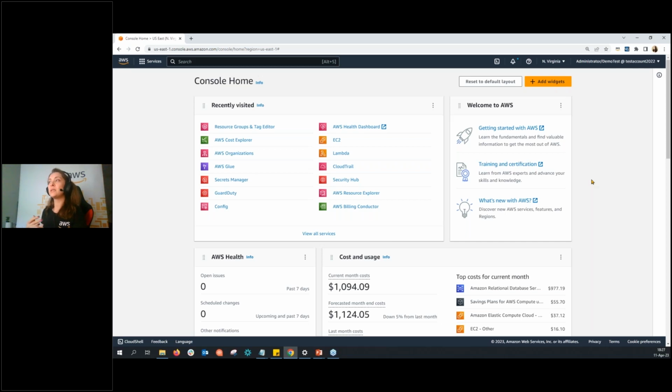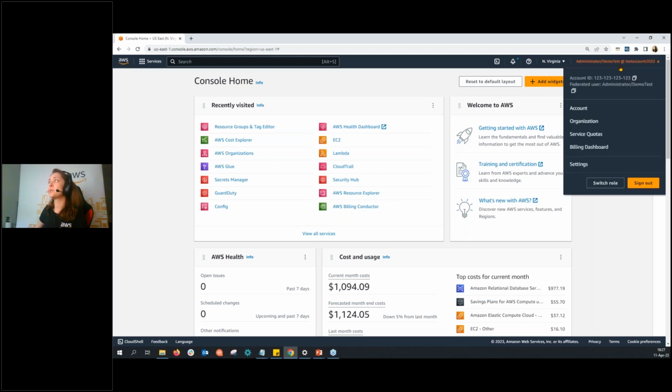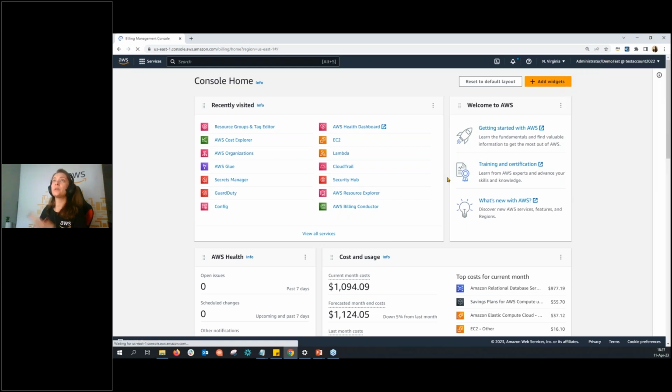But what we typically see if customers just start their journey around improving cost visibility or improving cost allocation strategy, very often what happens is that customers go to the billing console. So here on the right side, on the top, there's the billing dashboard. This is where they just look at their monthly bill.